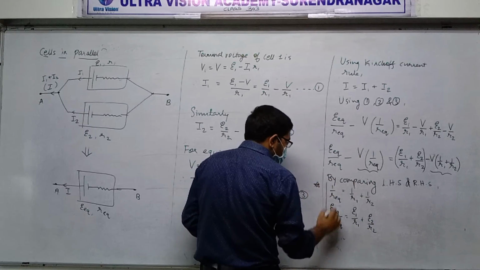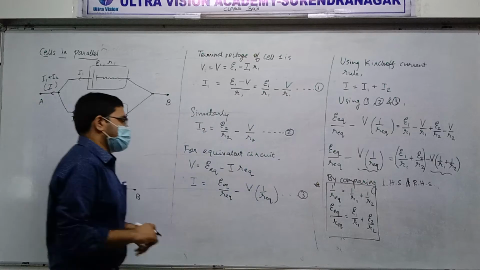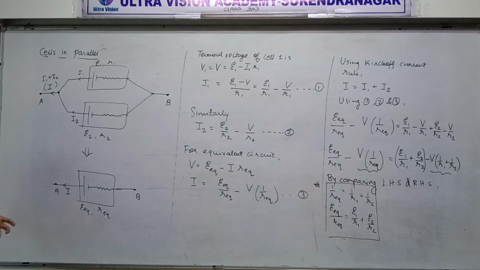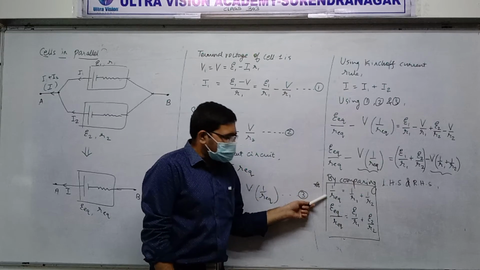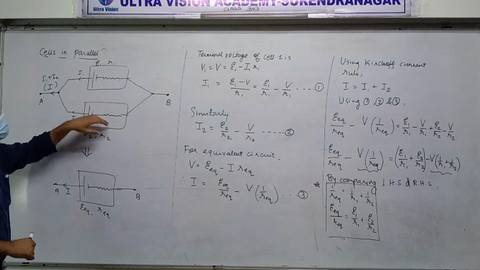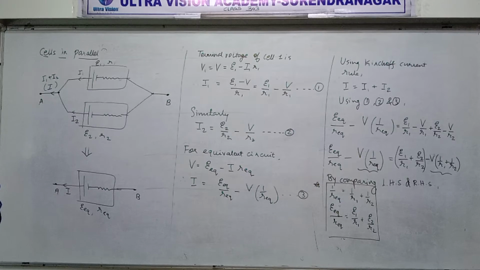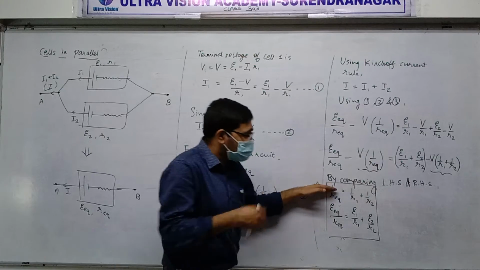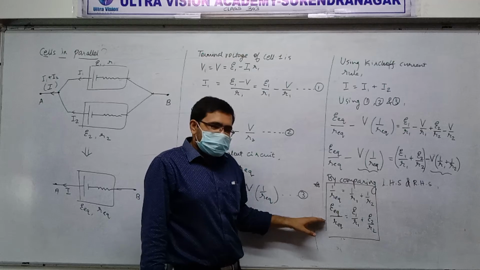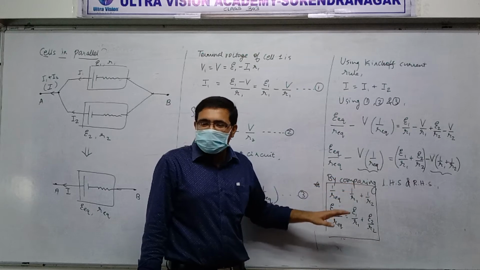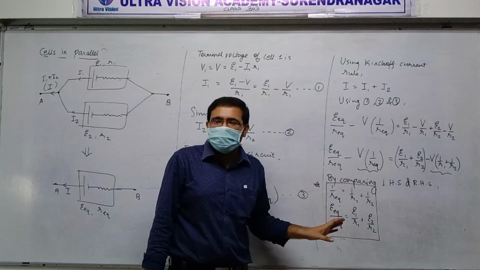So these are the two relations for cells in parallel. Is this first one at all surprising? No, no. When two resistances are in parallel, how is the equivalent obtained? 1 by R1 plus 1 by R2 gives you 1 by R equivalent. Understood? Do not try to take the LCM and do anything extraordinary. This is the simplest form.